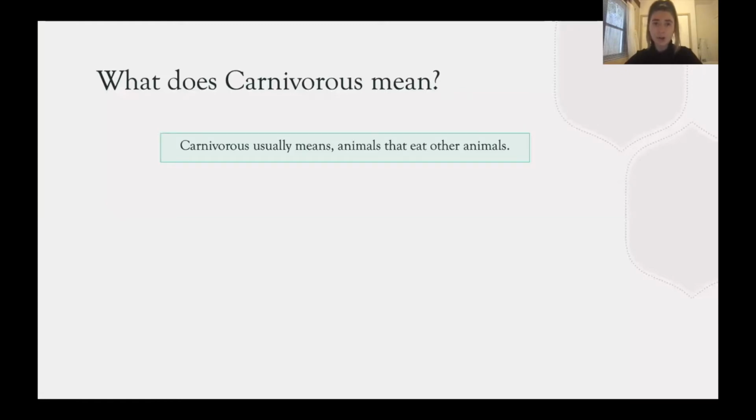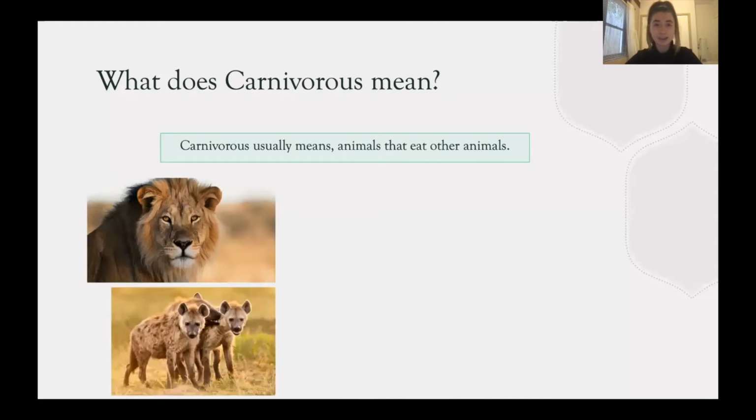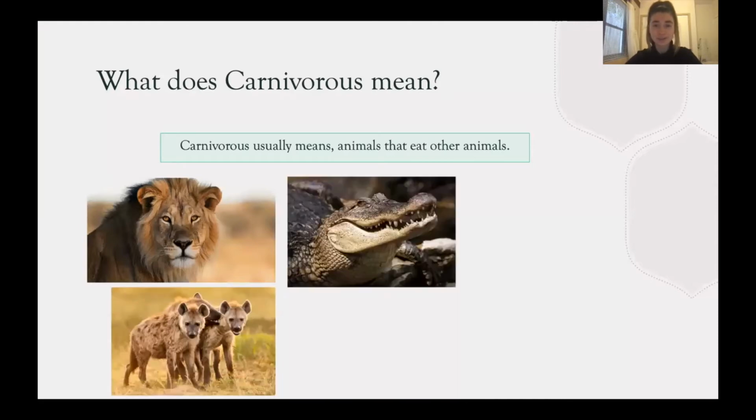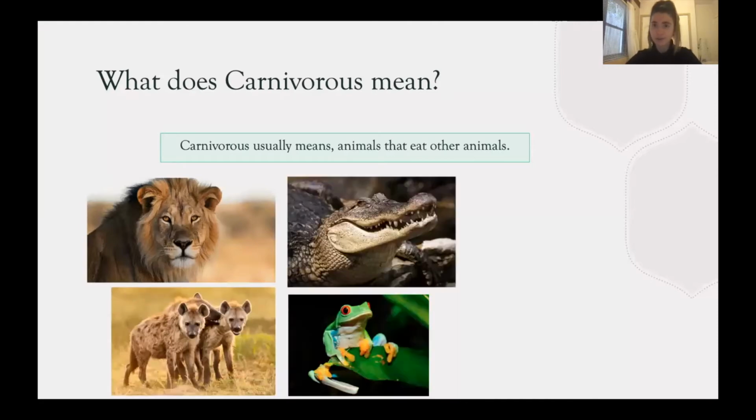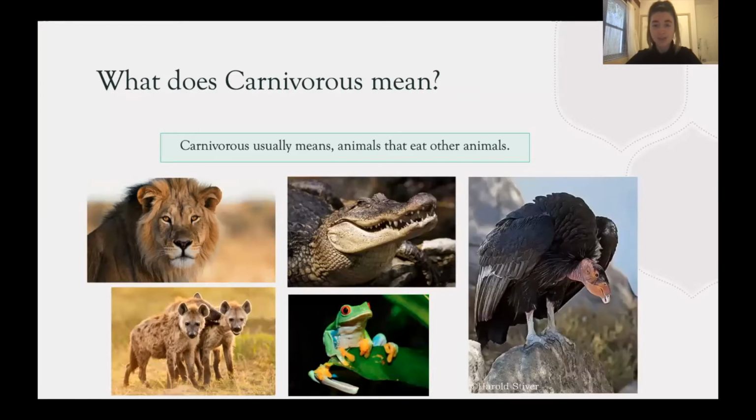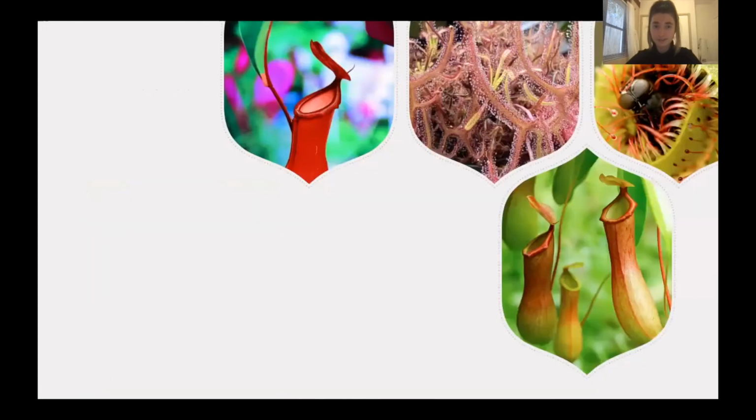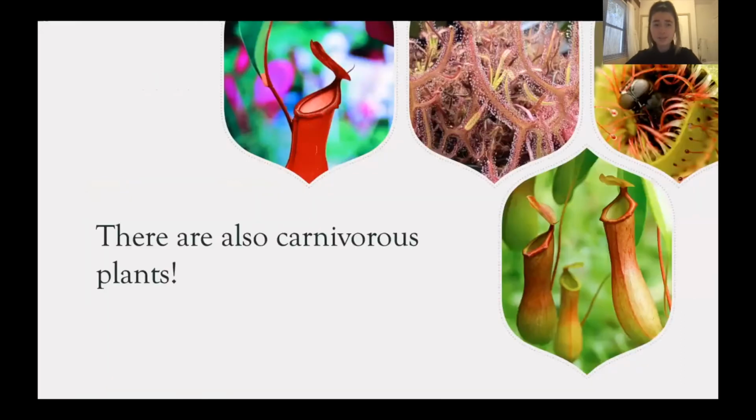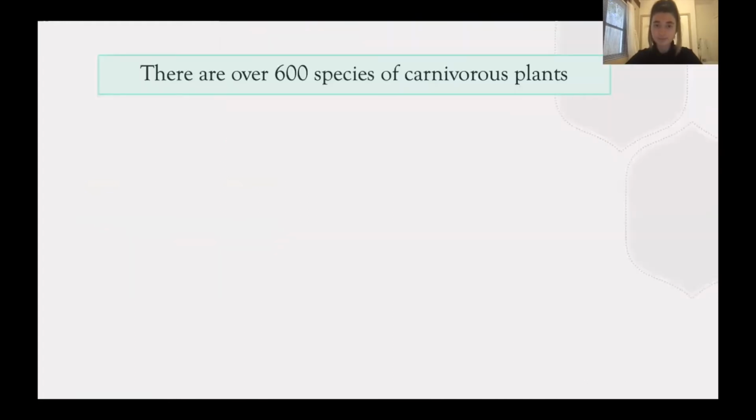Let's look at some of the typical animals that we associate with being carnivores. We have lions, we have hyenas, crocodiles, frogs, and certain types of scavenger birds as well. However, there are also carnivorous plants, which are featured in some of these photos that we have here, and which we are going to be delving into a little bit to unpack some of these really interesting types of plants.